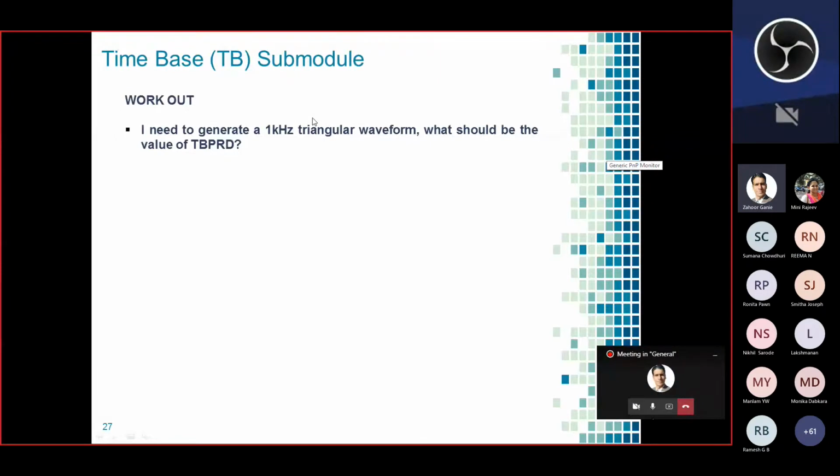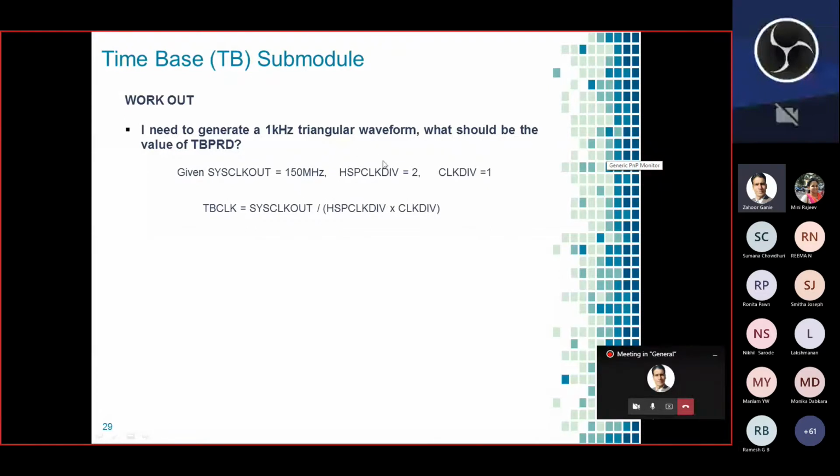So for example, let us say you want to generate a 1 kilohertz triangular waveform. What should be the value of the time-base period? You can just calculate that by using the above formula. You should generate a triangular waveform, that means up-down count you need to use, and its switching frequency should be 1 kilohertz. The system clock frequency is 150 megahertz, as we have taken for the 28335.